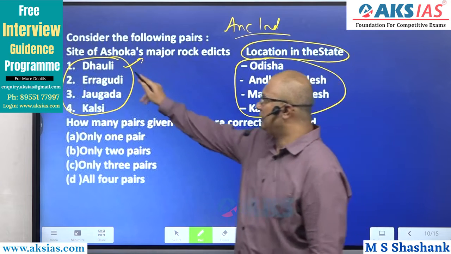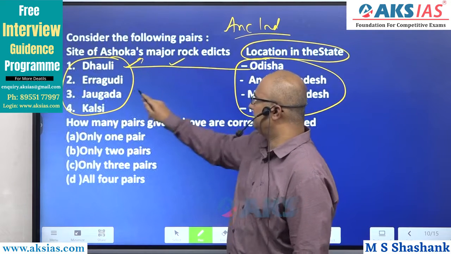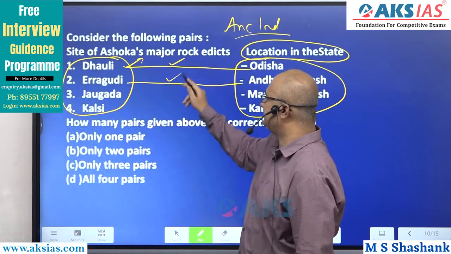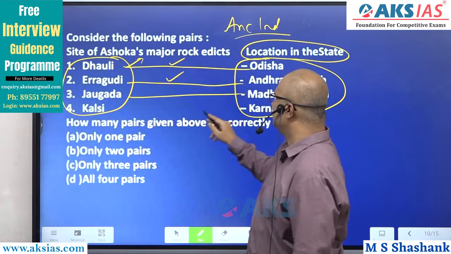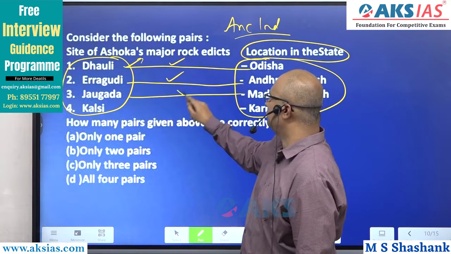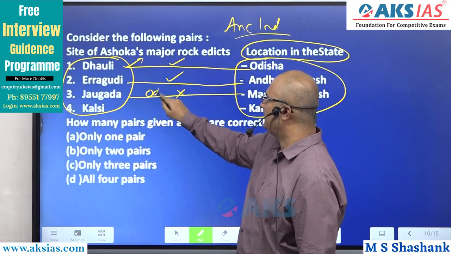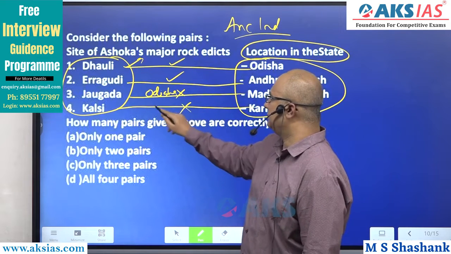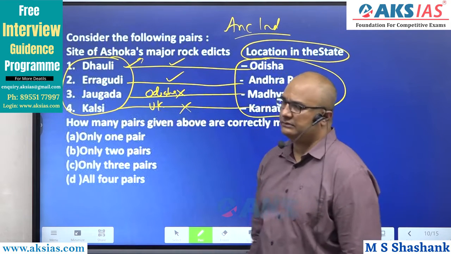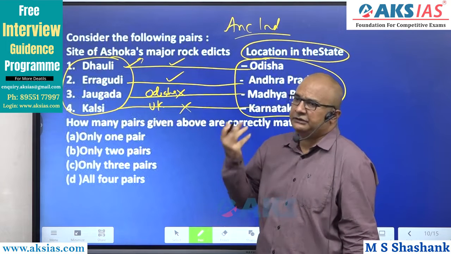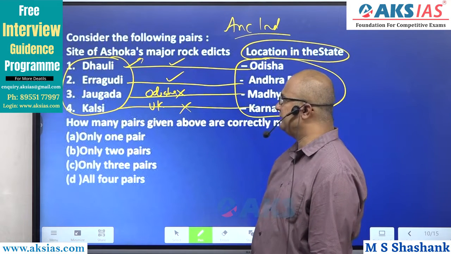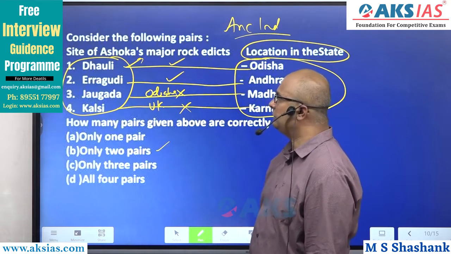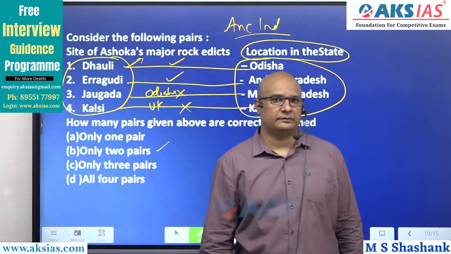these areas with the present day locations in modern states. If you see, Dauli is in Odisha, that is correct. Erragudi is in Andhra Pradesh, that is correct. Jaugada is in Madhya Pradesh? No, it is also in Odisha. Kalsi is in Karnataka? No, it is in Uttarakhand. A very factual question. There is nothing logic that you can apply there. So the answer will be 1 and 2 only are correct. Only 2 pairs are correct. So answer is B.